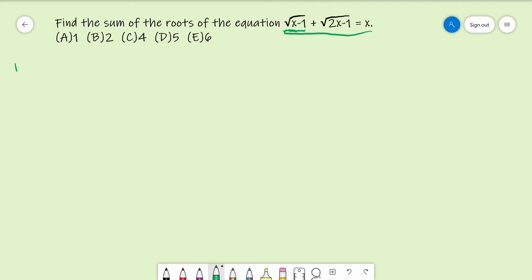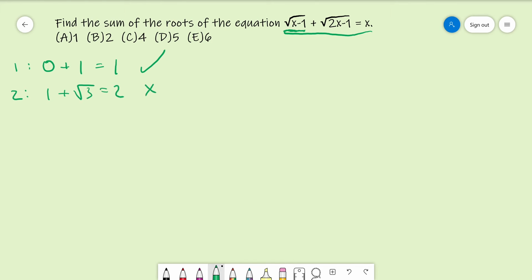So let's see. 1 gives us 1 minus 1, or 0. Square root of 0 is 0. Plus 2 times 1 is 2, minus 1. Square root of 1 is 1. So 0 plus 1 is equal to 1, x equals 1. So yeah, 1 works. 2 gives us 1 plus square root of 3 equals 2.